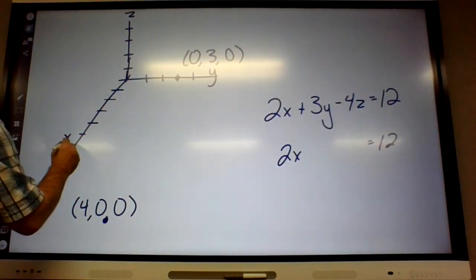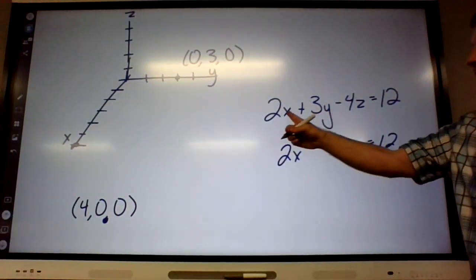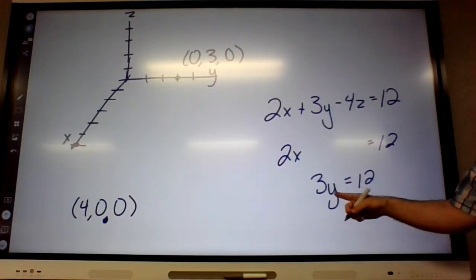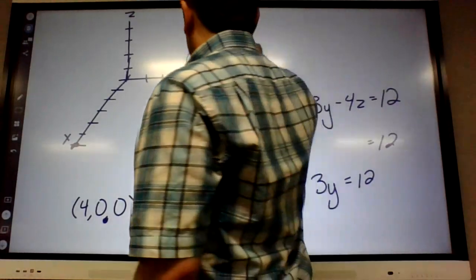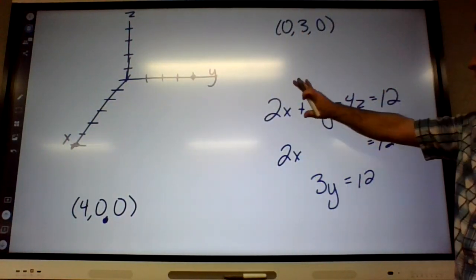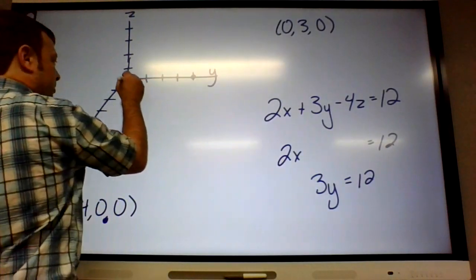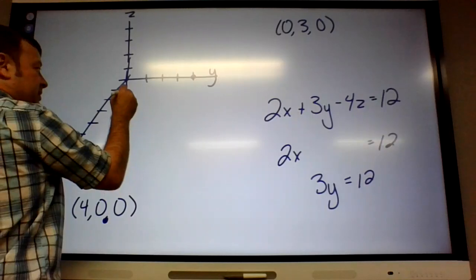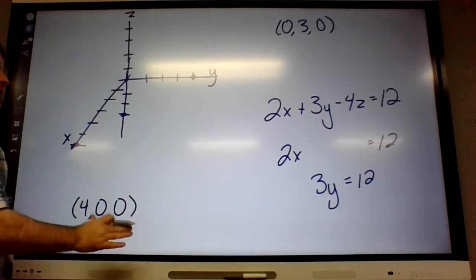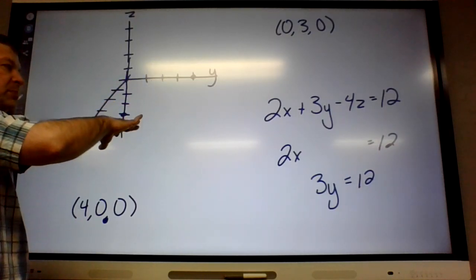I'll just put a point on that. There it is, 6, 0, 0. And then what would the y-intercept be? If I plug in 0 there and there, I'm left with 2y equals 12. So 4. So 0, 4, 0 would be the y-intercept. And then for z, what would that be? Negative 3. So negative 3 would be down 3, kind of like below ground. And then the plane that covers all three of these points would be the solution.